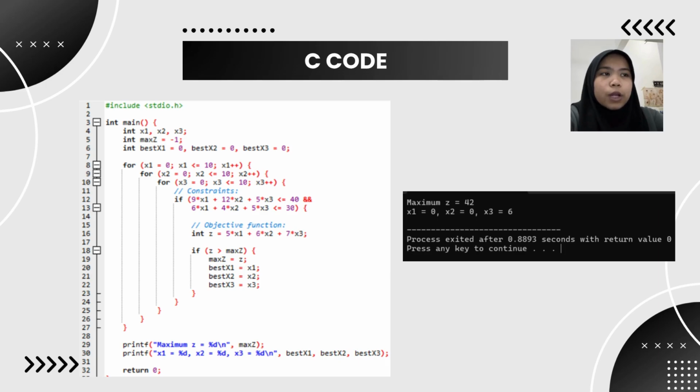So when we run the program, it finds the optimal solution, where from the output you can see that the maximum z is 42, x1 and x2 are equal to 0, and x3 equals to 6.